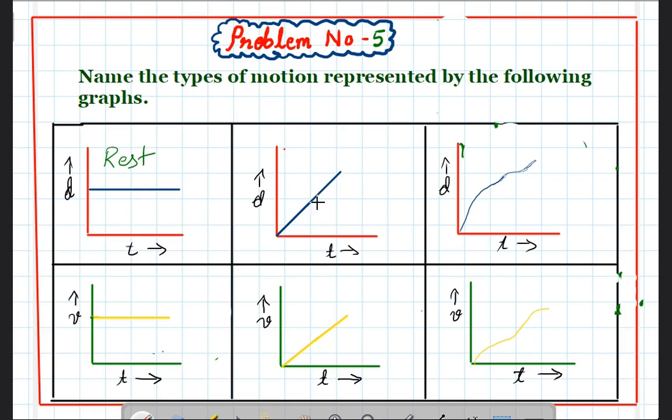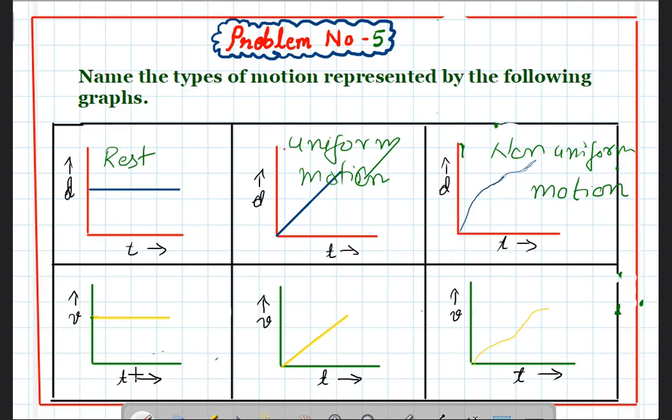Next, second graph, you can see the line is straight and it is again a DT graph. So we are getting a slope and the line is straight. It means the body is moving with uniform motion. So it is covering equal distance in equal intervals of time. And third graph, you can see the graph is not straight, so it is non-uniform motion. So third graph is for non-uniform motion.